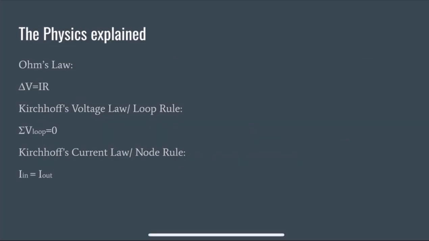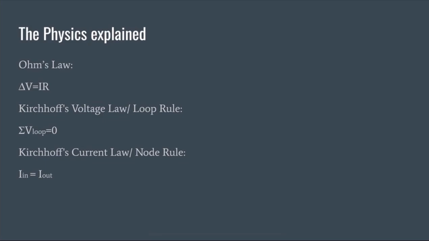So, the physics explained. Pretty much these are the three biggest physics concepts that we ended up using within this lab, and that was Ohm's law, Kirchhoff's voltage law, or the loop rule, and also the current law. And so pretty much what they do is saying that the current coming in is the same as the current coming out. Then the other law was that the sum of voltages across it, or the potential difference, I guess, the sum of voltages within the loop is equal to 0.